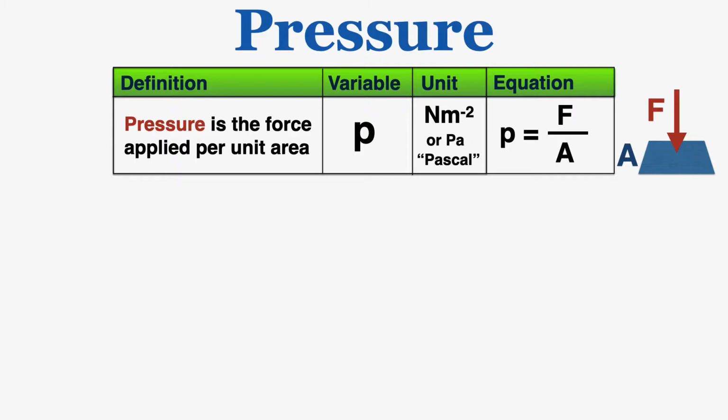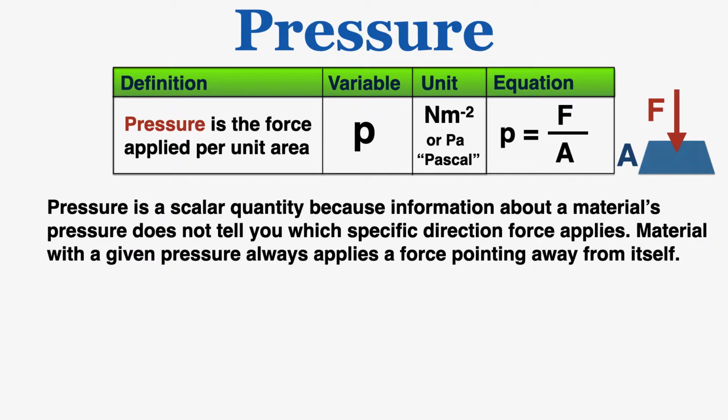This lecture is about the idea of pressure in physics. Pressure is the force applied per unit area on a surface. The variable is lowercase p, and the unit is Newton per meter squared, or Pa, which is short for Pascal, who was a famous mathematician and philosopher who worked a lot with the idea of pressure. The equation for pressure is just force over the area that it's applying on.